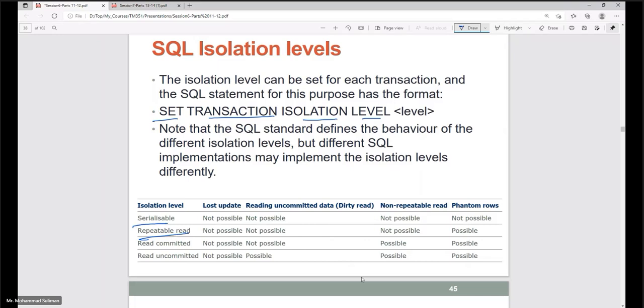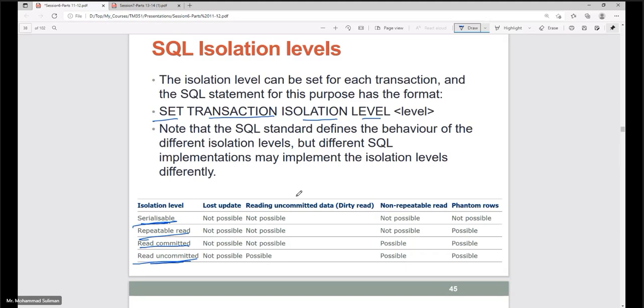Or read committed. Read committed means that any data that is committed, the transaction can read. If not committed, it cannot read the data. Or read uncommitted, where the transaction can read the uncommitted data also. So this is a low level of isolation, and this is the high level of isolation.